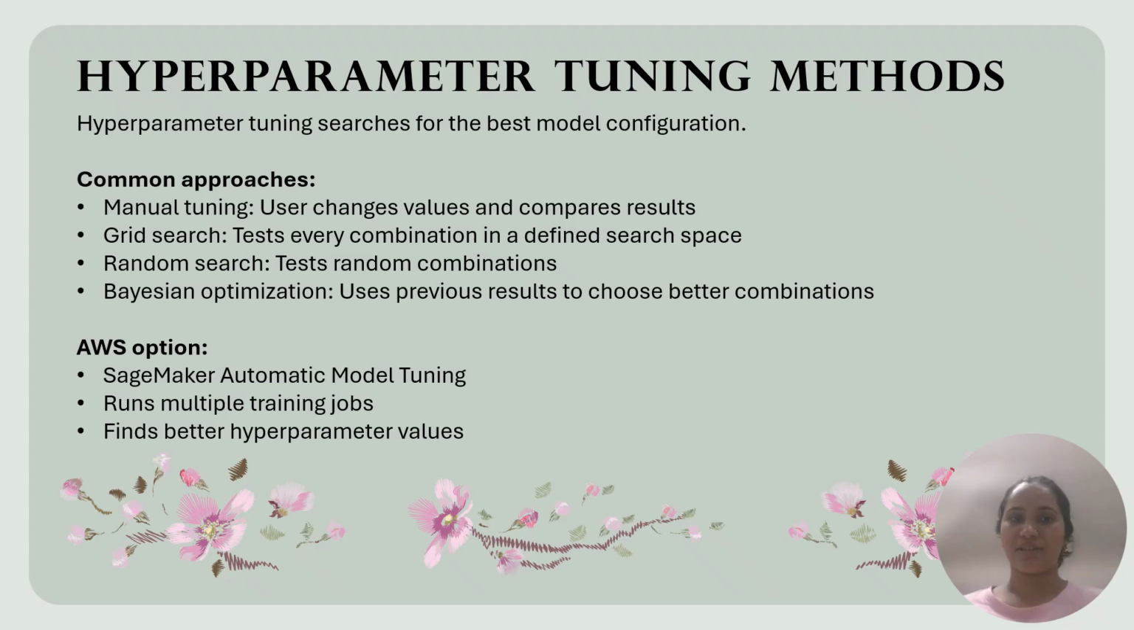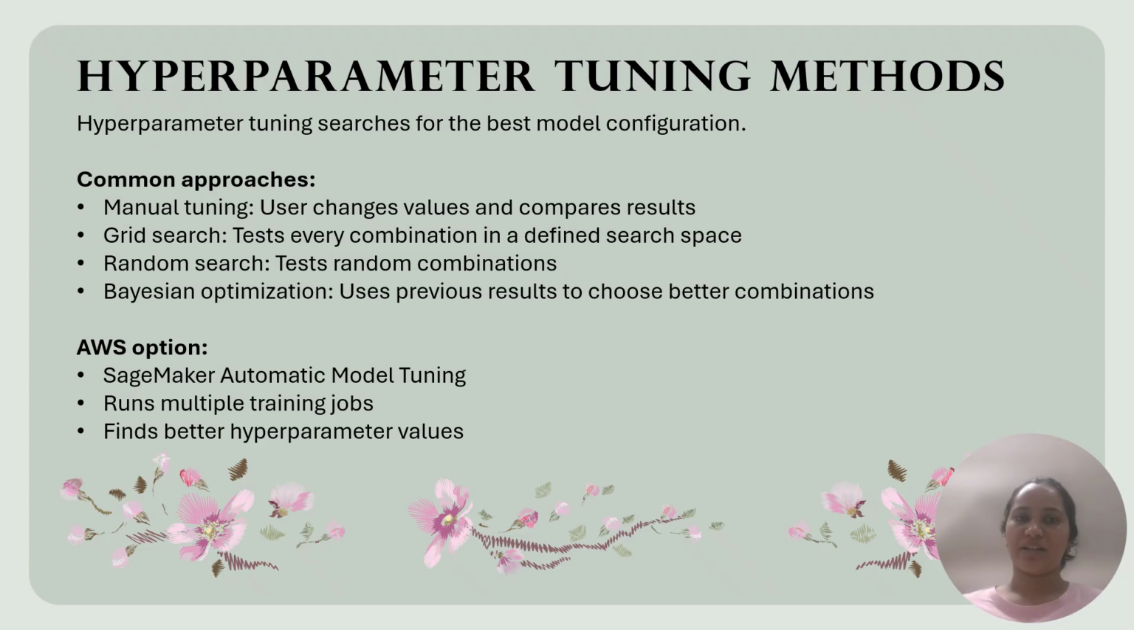impact on performance. A more advanced technique is Bayesian optimization. This method uses the results of previous training runs to intelligently choose the next set of hyperparameters to test. By learning from past experiments, it can find high-performing configurations using fewer training jobs.